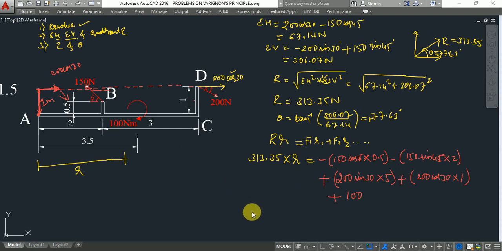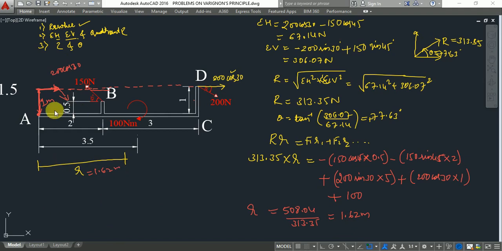So now the perpendicular distance of the resultant from the given point A is given by r equal to, simplifying these values, 508.04 divided by 313.35. So the perpendicular distance will come to be 1.62 meters. So this value is 1.62 meter.